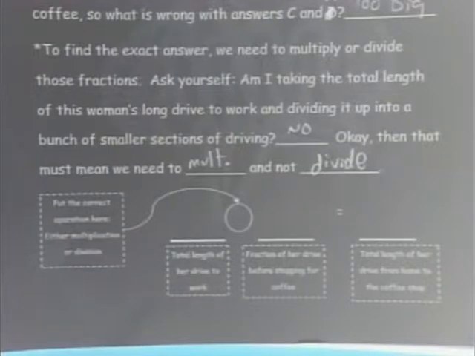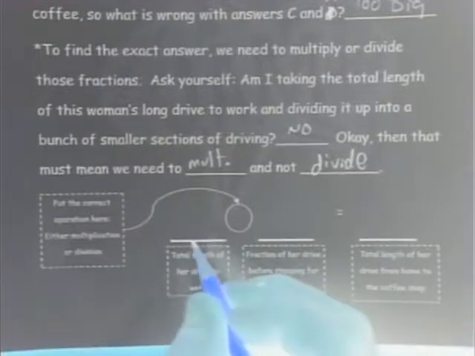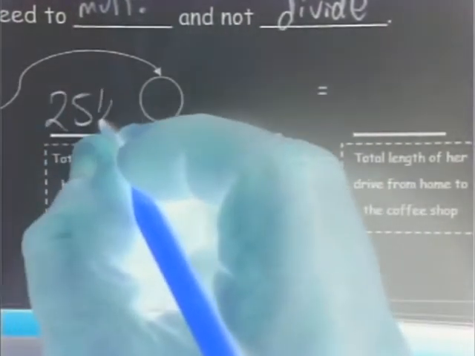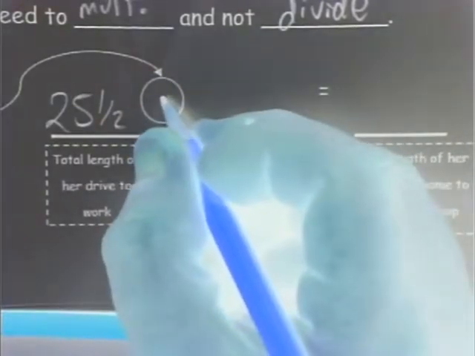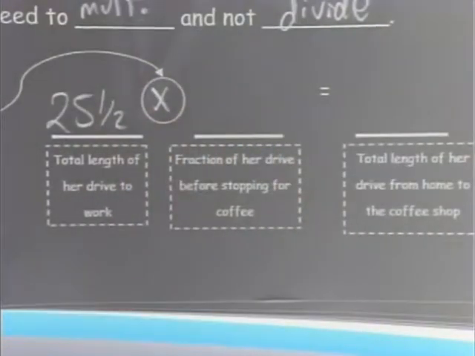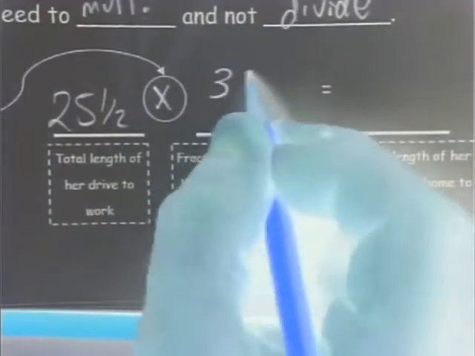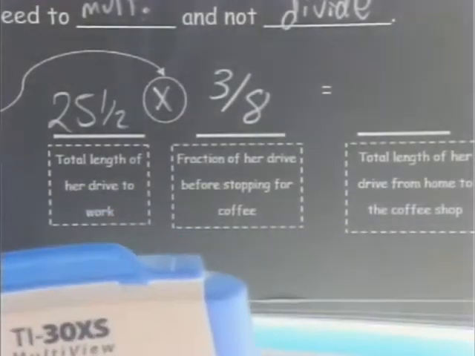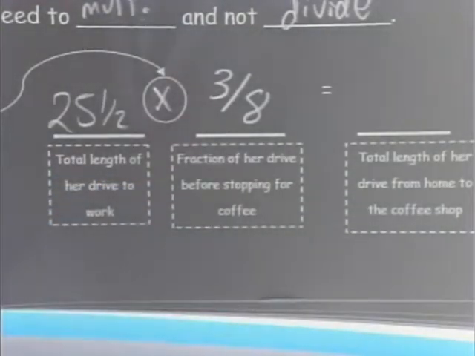So to multiply, start by putting her trip length. How big is that? 25.5 miles. Let me zoom in on here. 25.5. Multiply by, what's the fraction where she's going to stop for coffee? 3/8. Equals, and I bet we get an improper fraction that we've got to fix. You've got to convert it. 25.5 times 3/8.